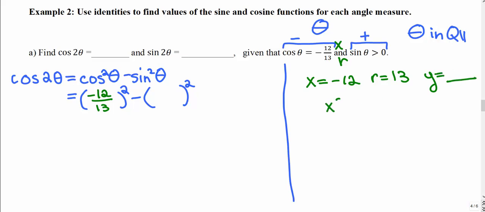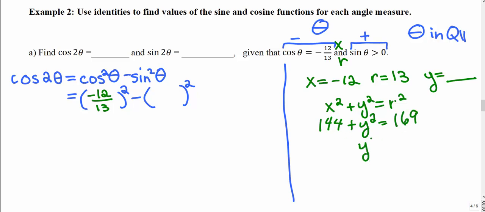So we're going to use the Pythagorean theorem. x squared plus y squared equals r squared, and we will square x. Negative 12 squared is 144 plus y squared. 13 squared is 169. Subtract 144 from both sides. We get that y squared equals 25. And then we take the square root of both sides. We get that y is either plus or minus 5.